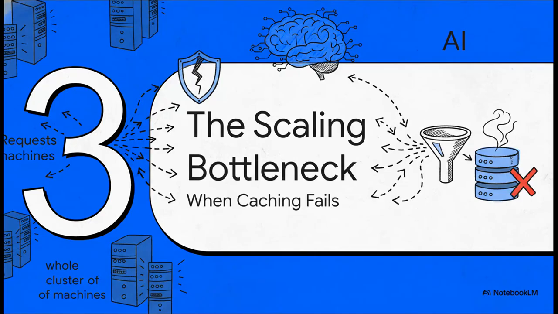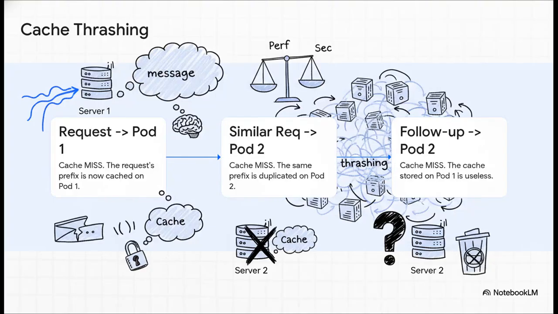Okay, so far, this sounds amazing, right? A total win-win. But that's when you're just thinking about one computer. What happens in the real world when you're trying to serve thousands of people at once across a massive fleet of servers? Well, that's when we hit our first major snag. It's a classic problem called cache thrashing, and it's a total nightmare.